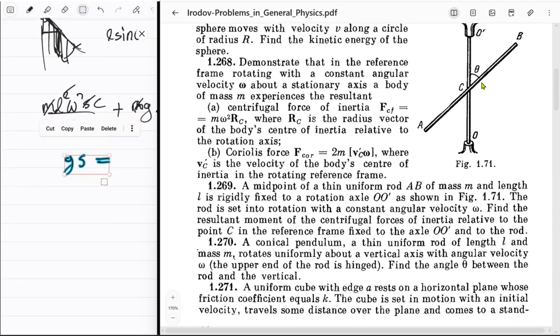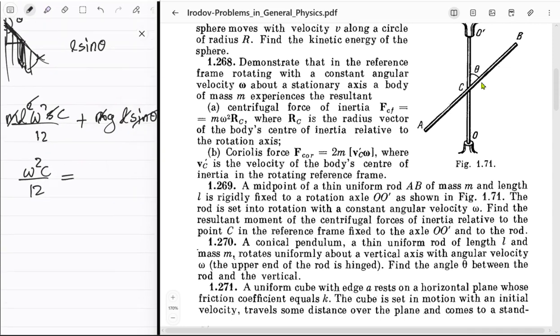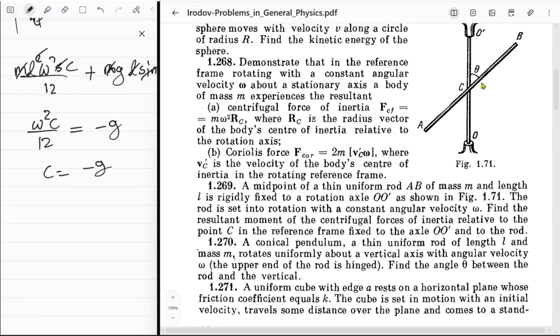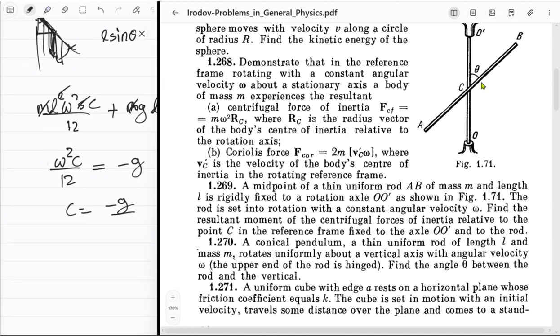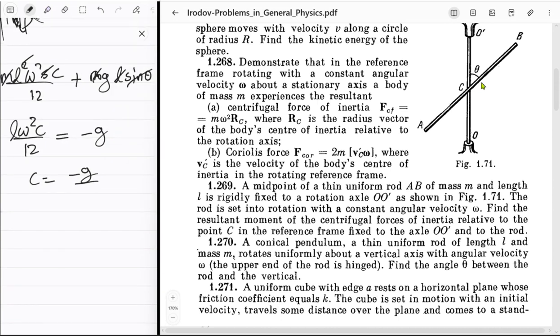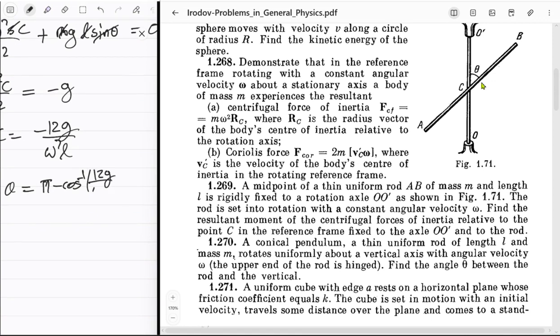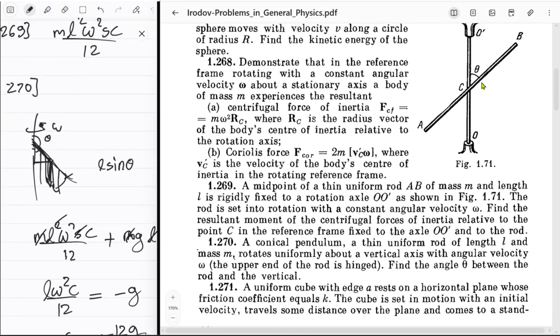So omega square cosine upon 12 is just equal to negative g. So cosine is just equal to negative g. Oh, wait, is that right or not? Oh, it's L over there as well. So of course, dimensional analysis: 12g upon omega square L. That's the thing. So what do you have? Theta is just pi minus cosine inverse of 12g upon omega square L. So that's the angle made with the upward vertical.